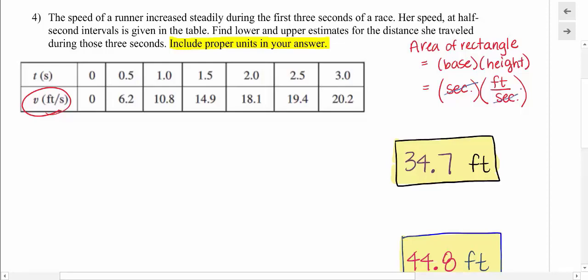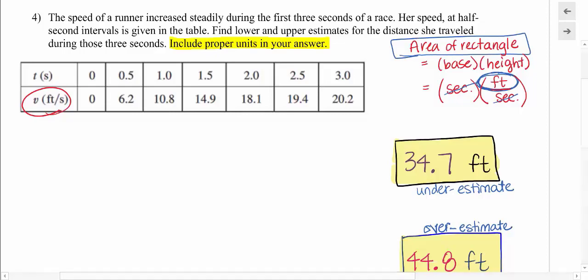So seconds divided by seconds is 1, or that ratio would be 1, and I am left with feet. So if I find the area of these rectangles and I add them up, I'm actually figuring out how many feet this runner ran. So for example, my underestimate is 34.7 feet and my overestimate is 44.8 feet. And you should be able to tell that just from the two answers.